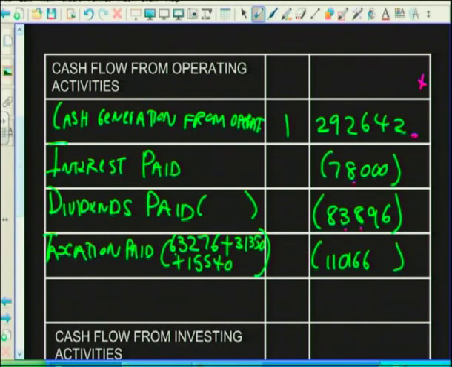So after subtracting, you should end up with cash flow from operating activities, an amount of 20,580. Okay, grade 12s, we've just completed the cash flow from operating activities, the very first part of your cash flow statement. Let's take a short break.